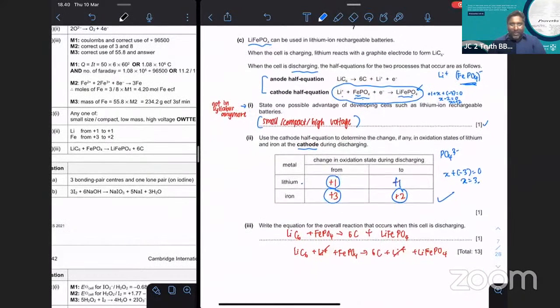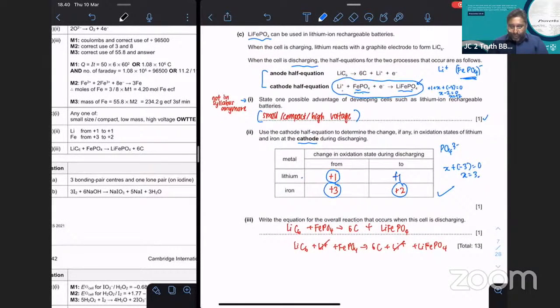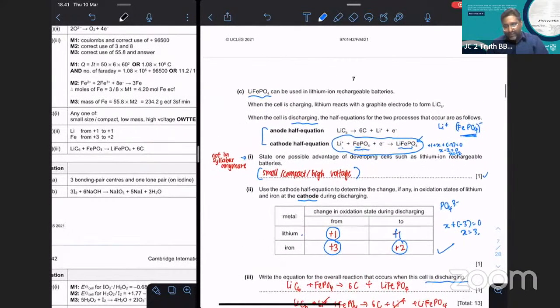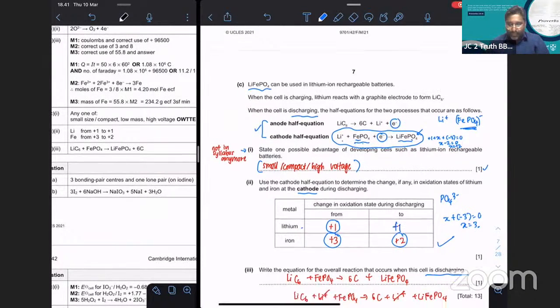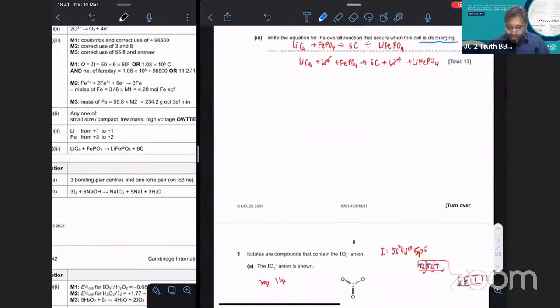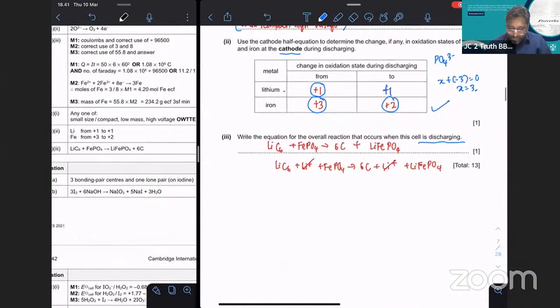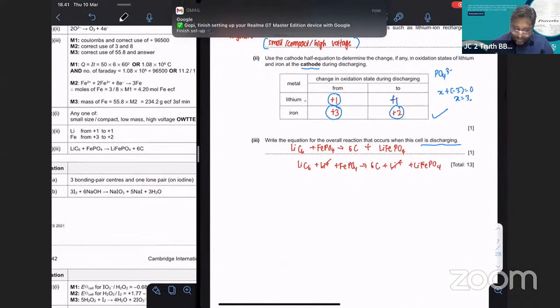Done. Now write the overall equation for the overall reaction that happens while the cell is discharging. When the cell is discharging, basically you are going to combine these two equations together. You see on the left, it's going to be electron. This is going to be electron. You just need to add them, so no need to times. You just need to add. When you add them, I will get something like this.